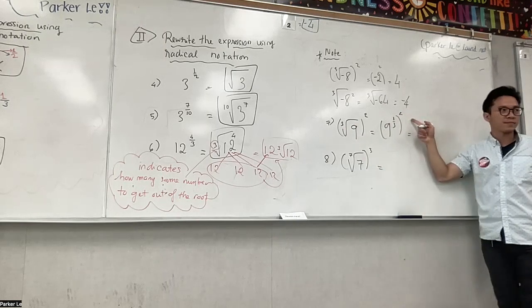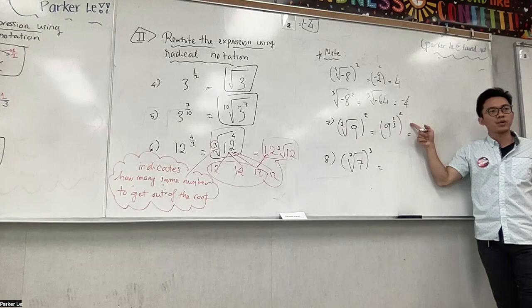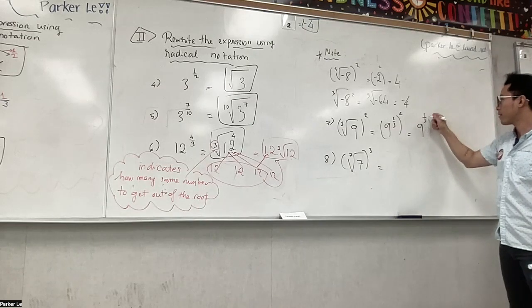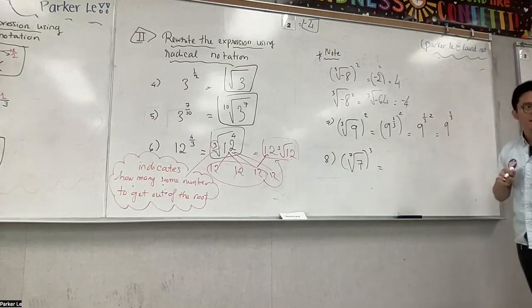This is also something we learned in unit 6, I think. What did you do with the power? Did you add the power or multiply the power? You multiply the power. Very good. So 1 third times 2, which is 9 to the 2/3.